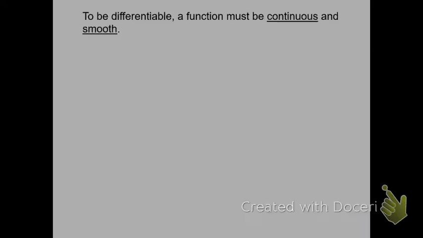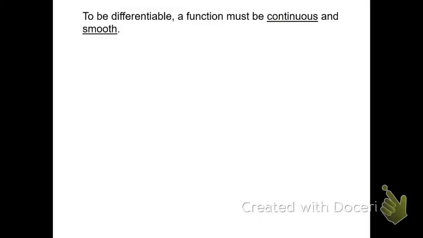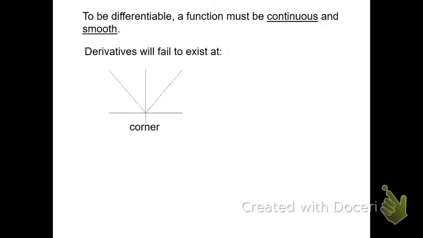So I'm going to start with just a graphic approach. In order for it to be differentiable, in order for us to be able to get a derivative, the function has to be continuous and smooth, okay? So if you look at these examples, there are 4 cases where the derivative doesn't exist, okay?